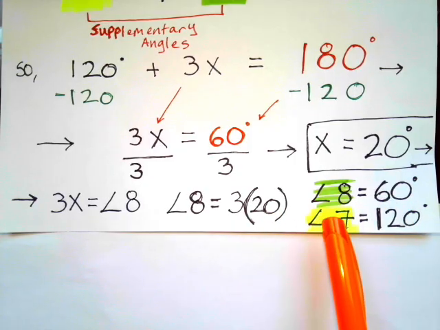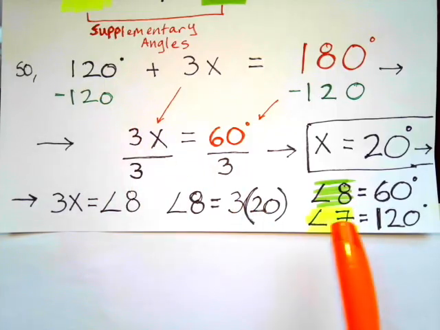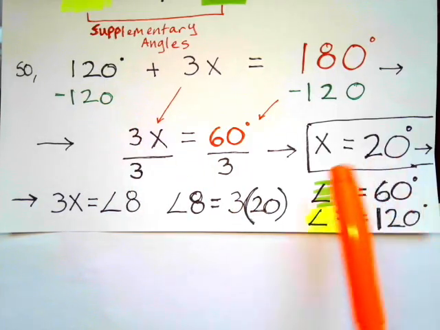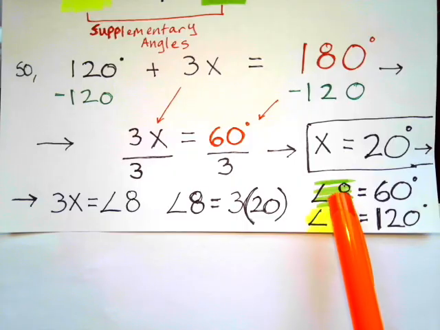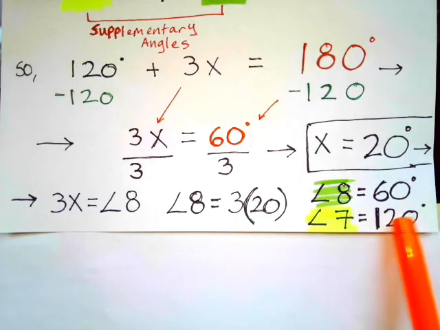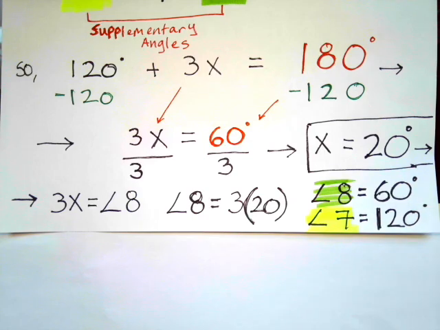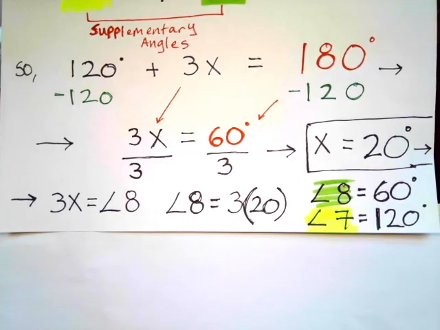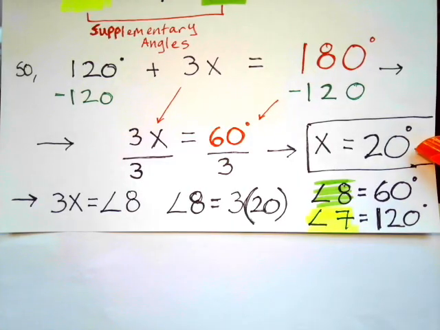Angle 7 given in the problem is 120 degrees. If you want to check your answer, any green added to any yellow gives you 180. What's 120 plus 60? That's 180. I know I've gotten that answer correct. So x equals 20, right? The value of angle 8 is 60.